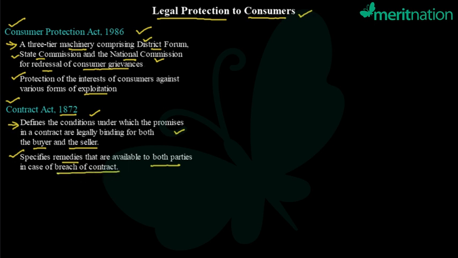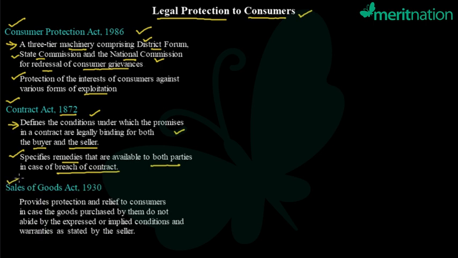With this, let's move on to the next act, which is the Sales of Goods Act, which was enacted in 1930. This act provides protection and relief to the consumers in case the goods purchased by them do not abide by the expressed or implied conditions and warranties as stated by the seller. For example, if a consumer buys a product wherein the seller promises a 1-year warranty, and let's say later on the seller denies such a warranty, then the consumer can file a complaint and find probable solution under Sales of Goods Act 1930.